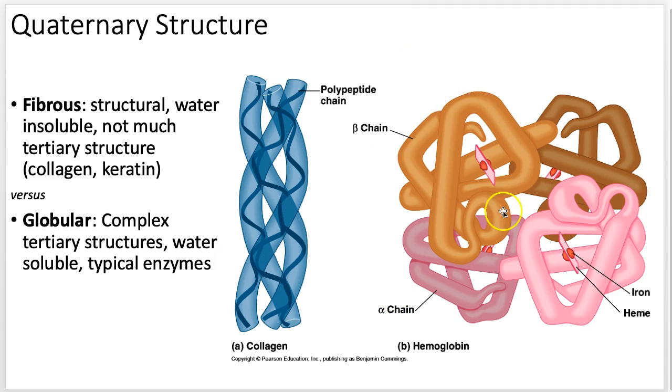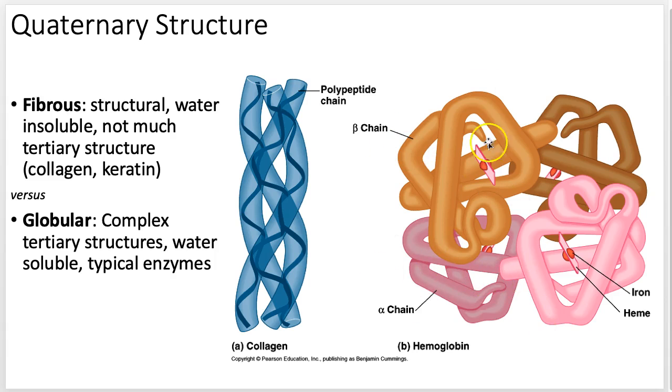But there are insoluble forms, and that's usually our fibrous kind. Your fibrous ones like collagen and keratin can have alpha helices that are left-handed, rotating around each other. You can have multiple helices, and they just keep on going, and they're usually structural. Not a ton of tertiary structure. You just have these three continuous chains that wrap around each other. Globular has a lot more tertiary structure, but it is separate amino acid chains that are stuck together.